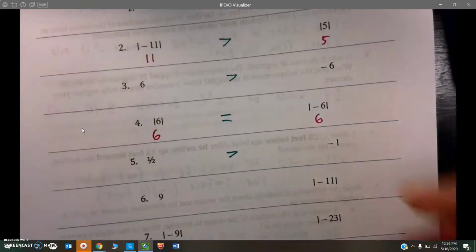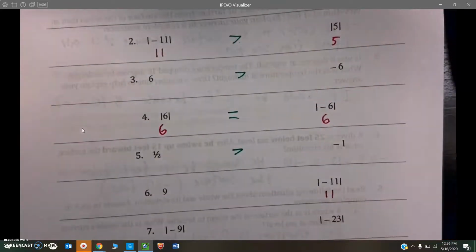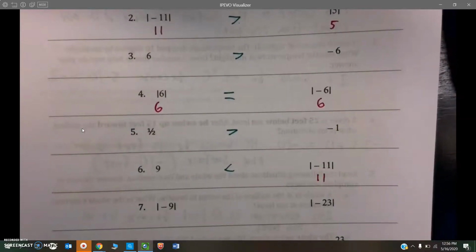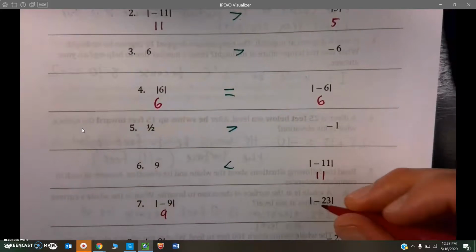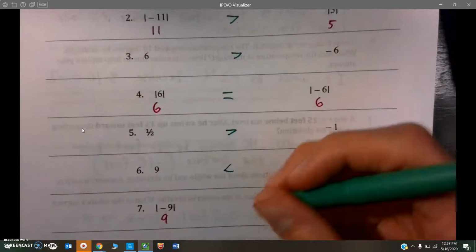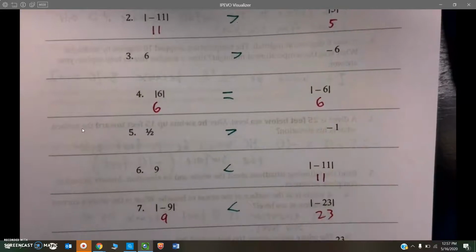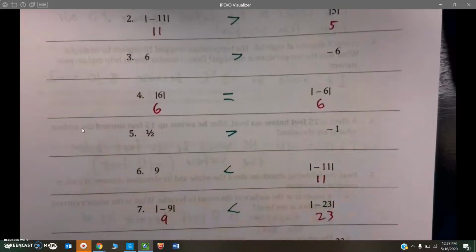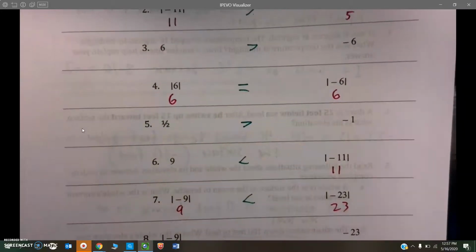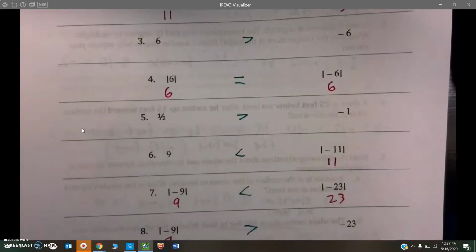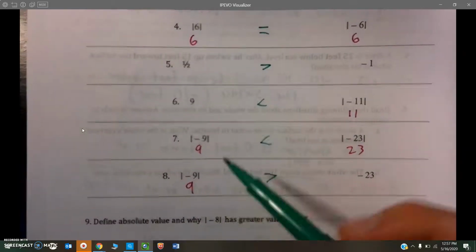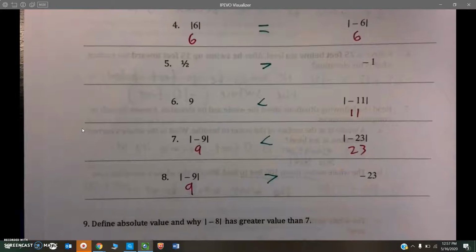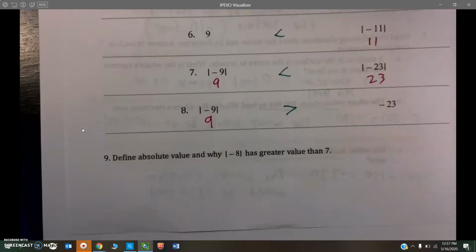9 and the absolute value of negative 11. Well, the absolute value of negative 11 is actually just positive 11, and 11 is greater than 9. Absolute value of negative 9 is 9. Absolute value of negative 23 is 23. So the absolute value of negative 23 is greater than the absolute value of negative 9. And now the absolute value of negative 9 and negative 23 is normal, and the absolute value of negative 9 is actually greater, because once again, this one we had to turn into positive because it was asking for the absolute value. And then finally, define absolute value and why the absolute value of negative 8 has greater value than 7.